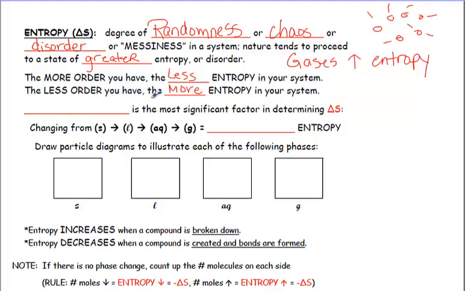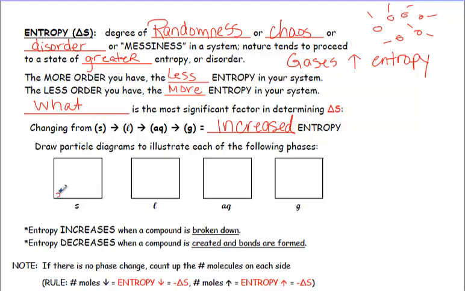So the more order you have, the less entropy in your system. The less order you have, the more entropy in your system. So going from solid to liquid to a gas, what is the most significant factor in determining delta S? Changing from solid to liquid to aqueous to a gas phase, you will experience increased entropy. So what I would like you to do, or actually we'll do it together, is draw particle diagrams to illustrate each of the following phases.